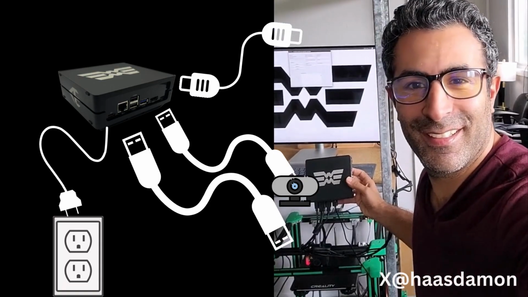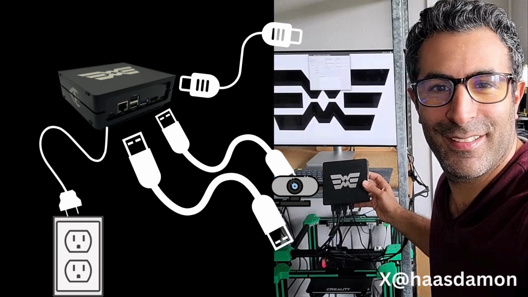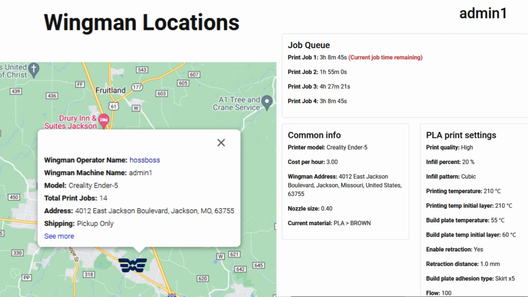This is the Wingman. It connects to your 3D printer, making it visible from the 3D Teleprint Locations tab. The Wingman lets you give your 3D printer a machine name, declare your printer's make, model, address, delivery, and pickup options. Others can click See More to see your job queue, extruder size, and cost per hour for print bed time.